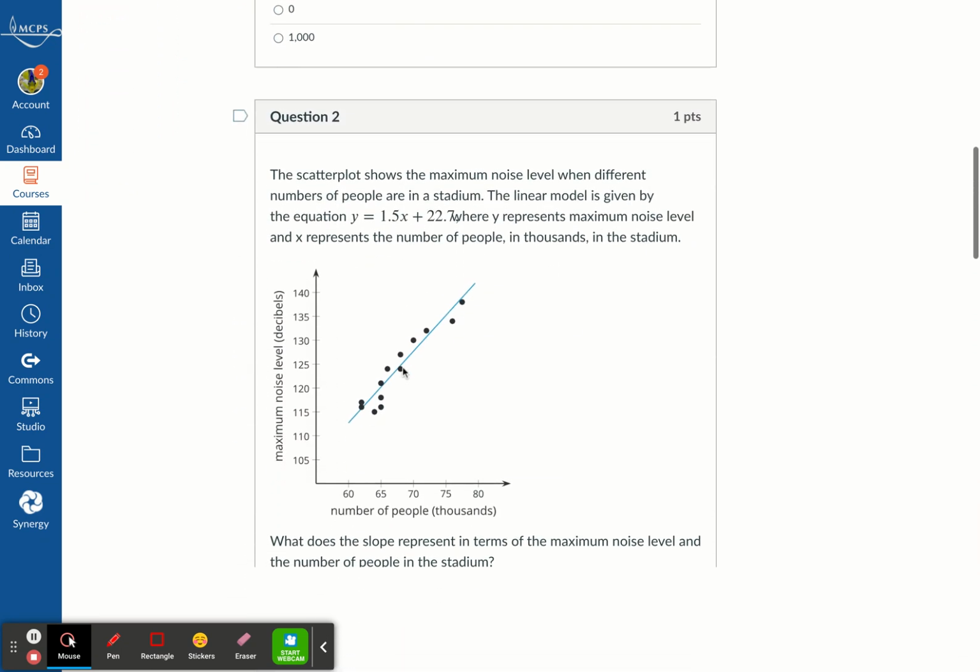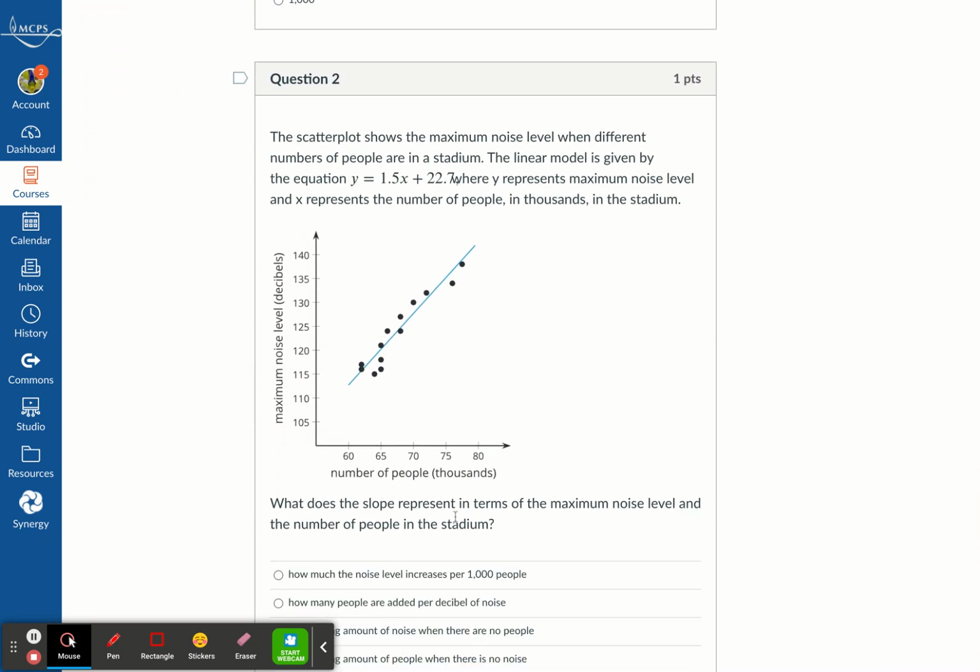For question 2, it says, what does the slope represent in terms of the maximum noise level and the number of people in the stadium? So remember that our slope always means the rate of change, or in other words, the change in y over the change in x. So if I look at my x and y labels, my y label is maximum noise level, and my x label is number of people in thousands. So if it's the change in y over the change in x, it would be the change in the maximum noise level per number of people in thousands.